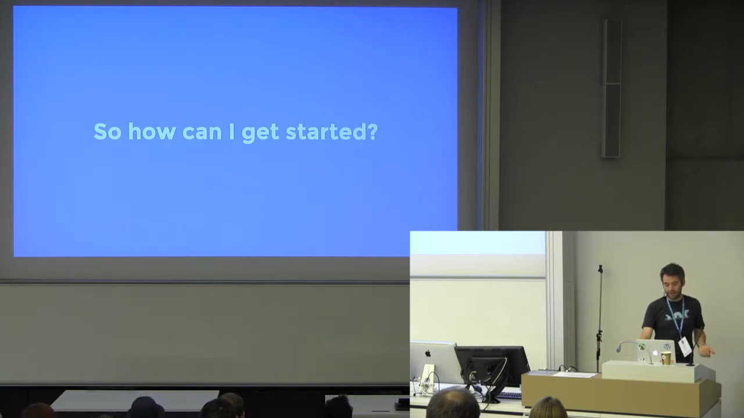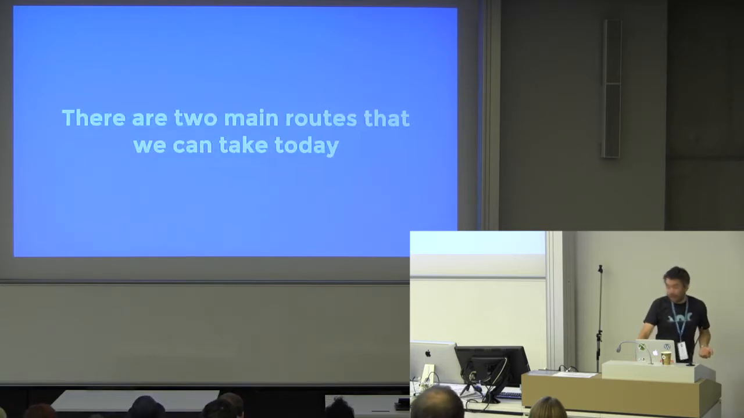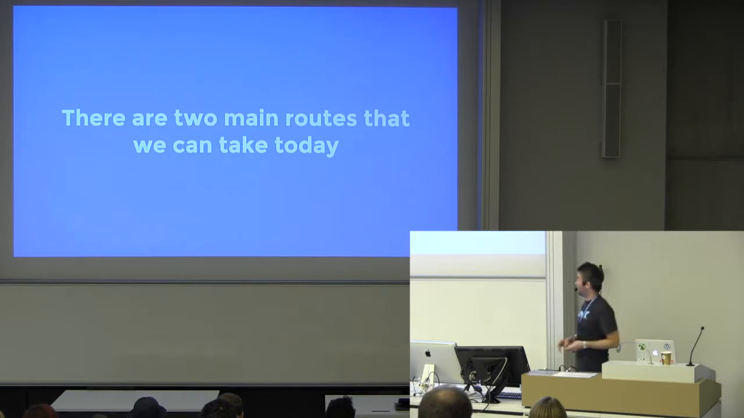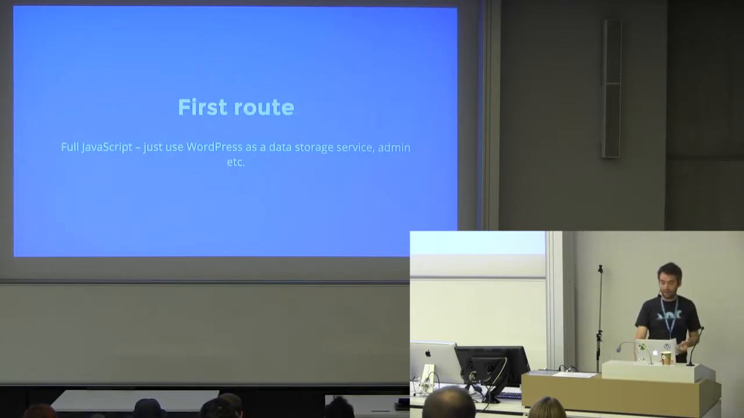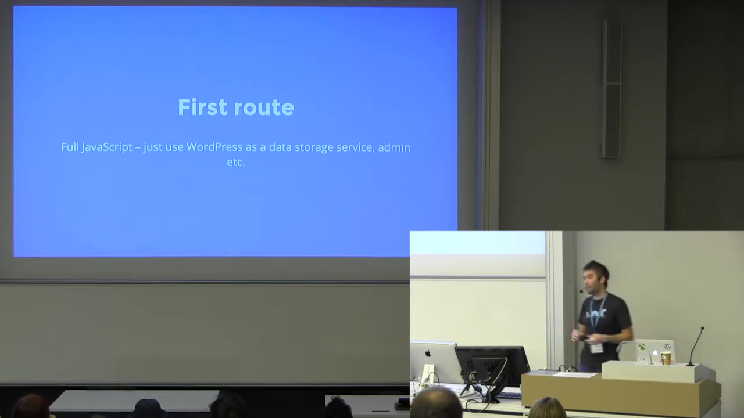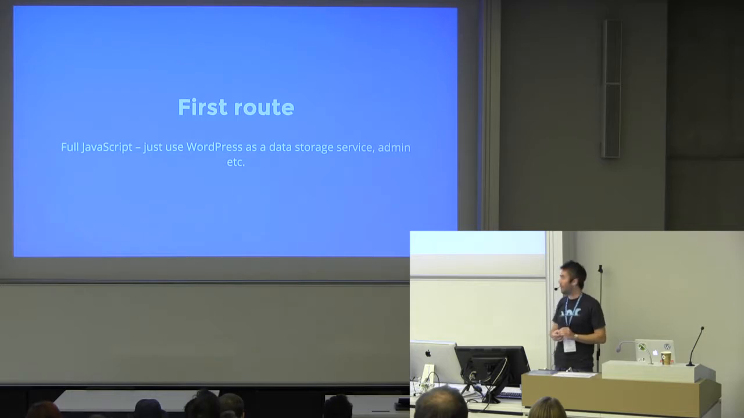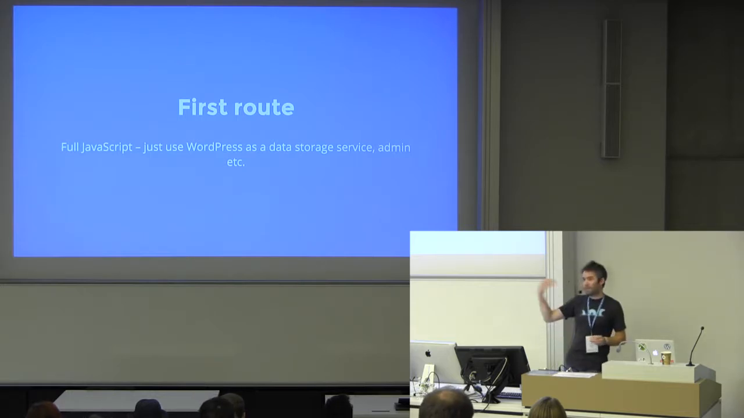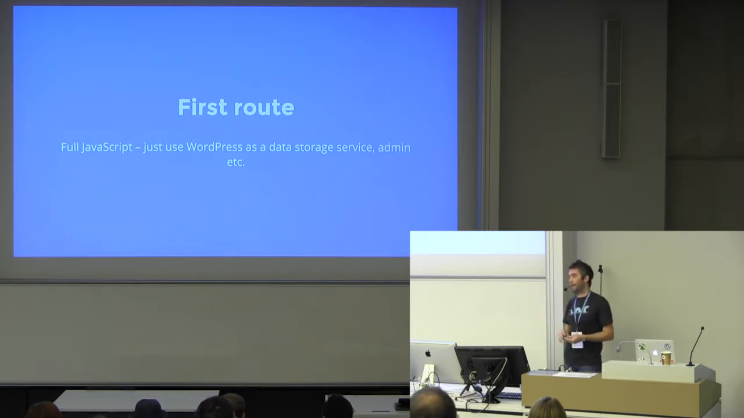So how can you get started? I think there are two main routes that we can take today, and I've shown the two of them at the start of the talk. The first one is the build the news example. And what you have there is an Angular front end, and then you've basically got a full JavaScript experience from that point. So WordPress is the data storage, and everything else is happening through Angular.